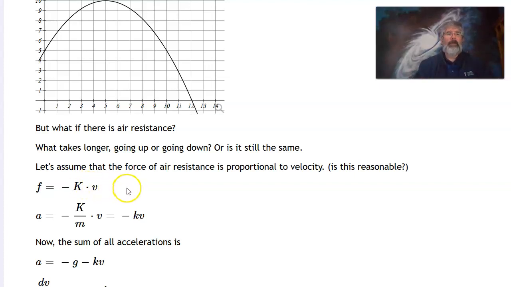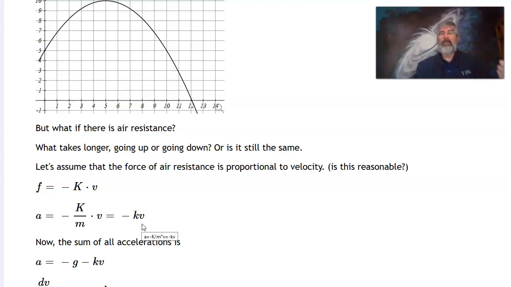Okay. So anyway, force, according to Newton, is mass times acceleration. So to find the acceleration, I'm going to take the force and divide by the mass. So take this divided by the mass, and what I get is k divided by m. The mass of the object moving is not changing, so that constant divided by mass is just some other constant. And so I'm going to just write it as minus little k times v. So the acceleration is just a constant times the velocity.